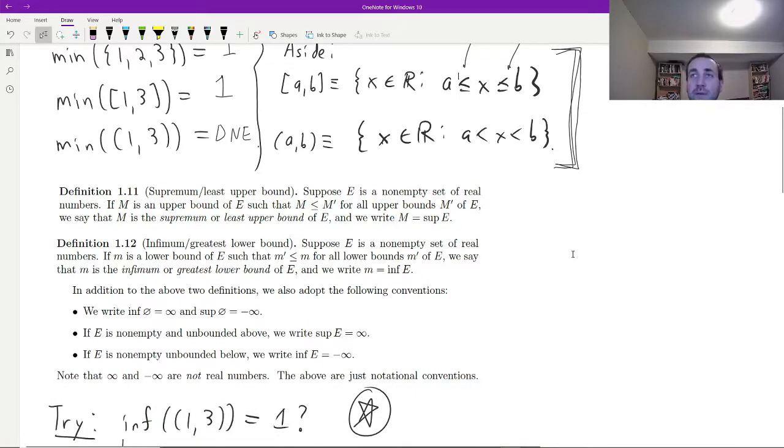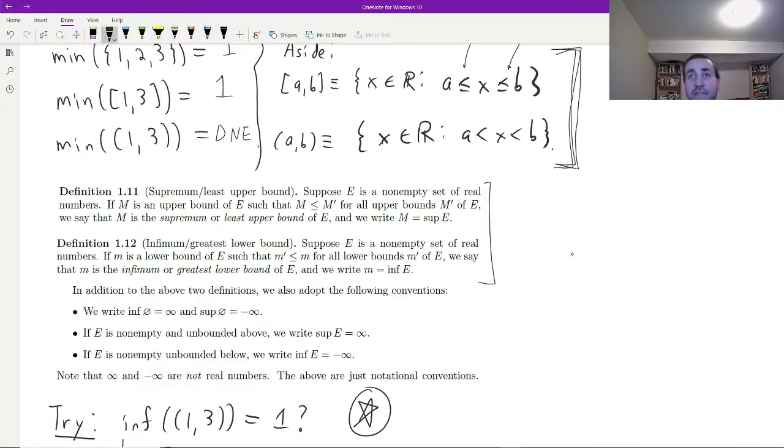All right, so minimums and unboundedness and bounded sets and so on are all, I think, probably fairly familiar. But here's a new definition, which I think is probably not a word that you've seen before, which is the supremum and its twin, the infimum. I'm just going to read the whole thing because it's worth looking at very carefully. Suppose E is a non-empty set of real numbers. If M is an upper bound of E, so that M is less than or equal to M prime for all other upper bounds M prime of E, we say that M is the supremum or least upper bound of E. And we write M is equal to sup of E.